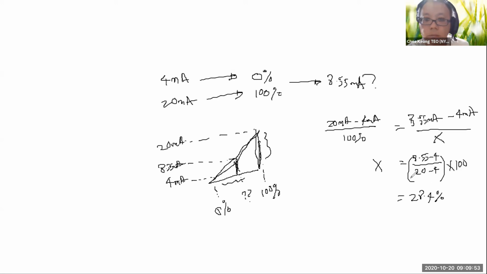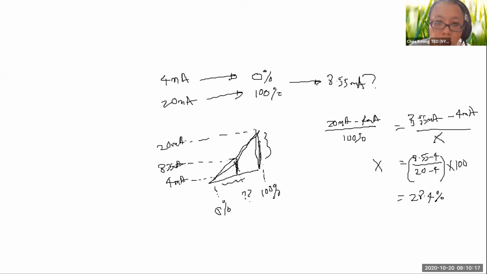Okay. Any question for this? Valve opening. This is just a simple straight line calculation. Any question? Can you all see my share screen or not? Yeah, can. So this one no problem. Shall we go to the next question?